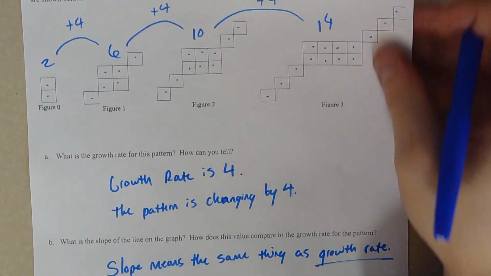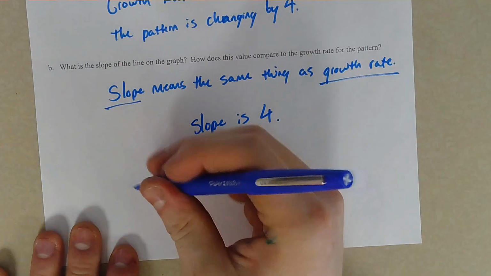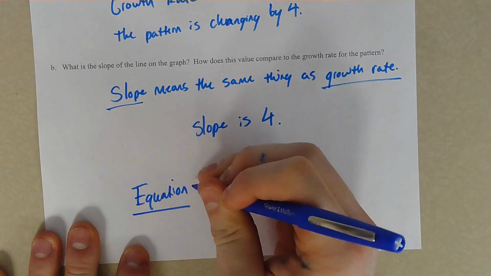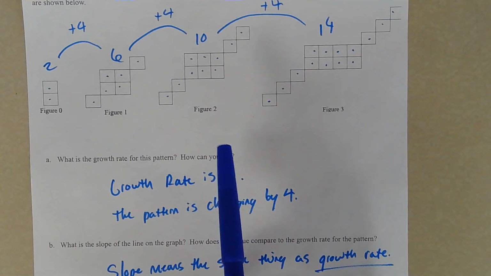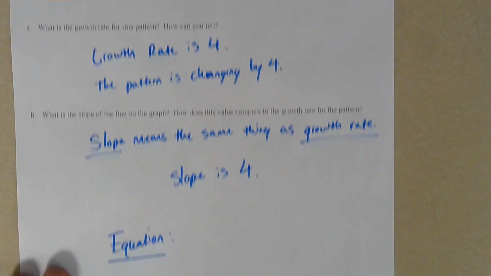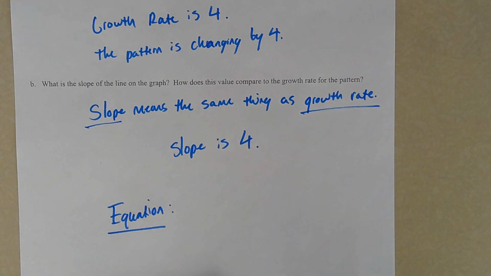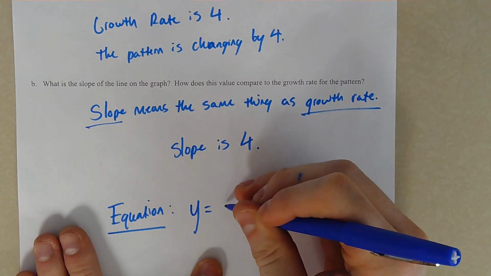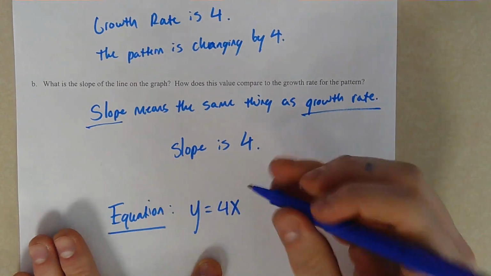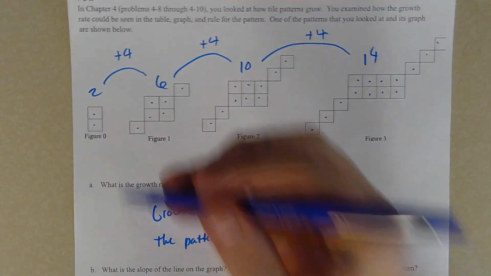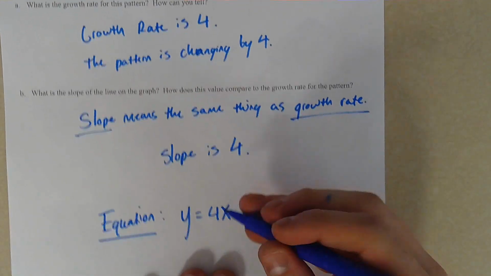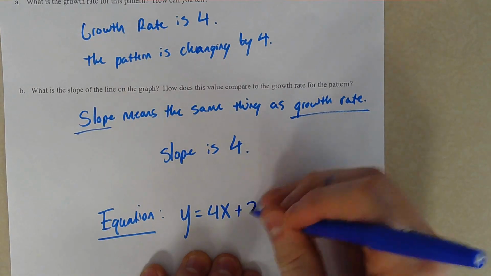But because I think this problem is too easy, guys, I'd like you to try to make an equation based off of this information. Make a pause. Now make your equation. I will display the answer here. We got y equals, our slope is 4. That goes next to the x. Now remember, our y-intercept is the number that lines up with figure 0, so it would be 2. So the equation is y equals 4x plus 2.